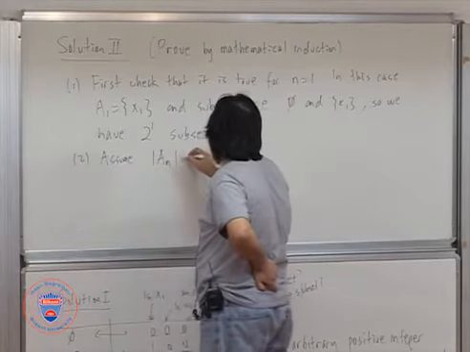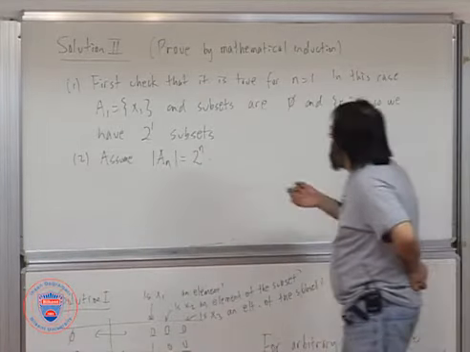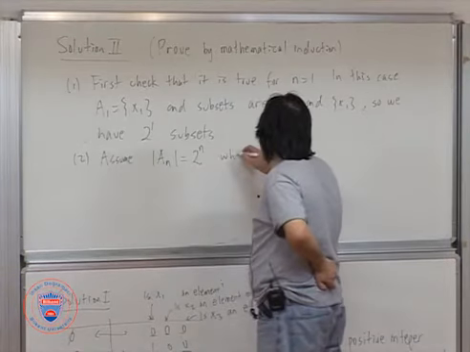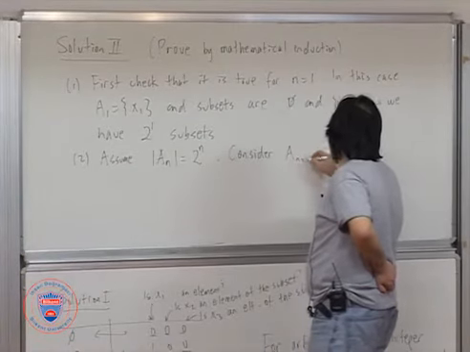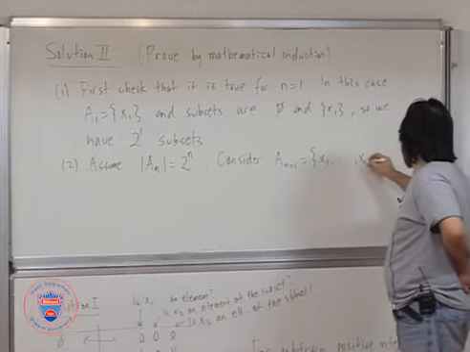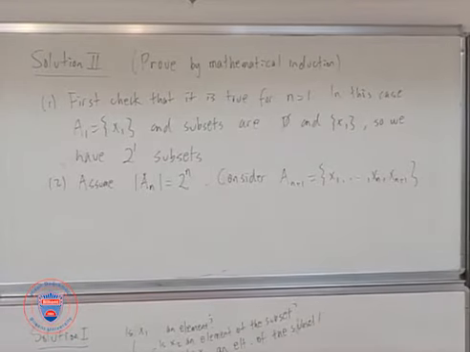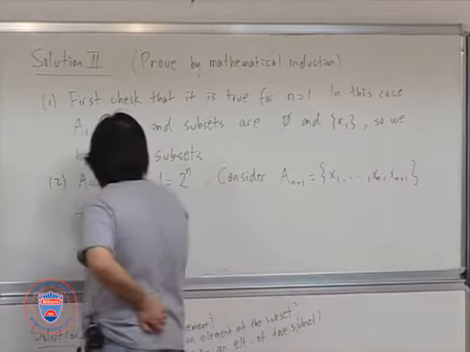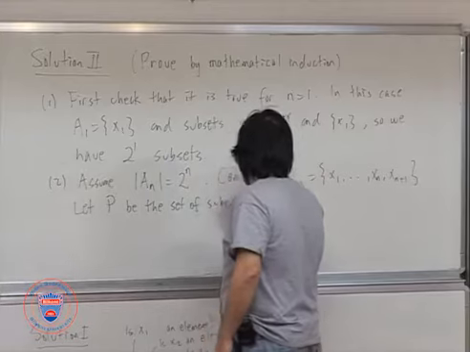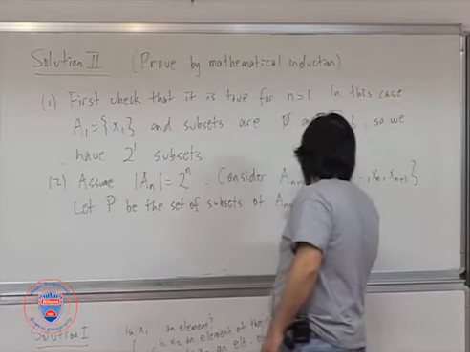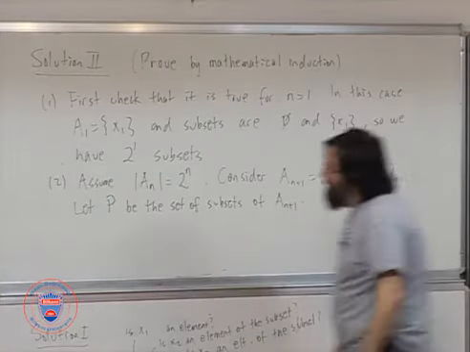Number of elements in an is equal to 2 to the n. Okay? So here an means x1, x2. Okay? So consider an plus 1. So this is your set, n plus 1 elements. Now count the subsets of this. Let P be the set of subsets of an plus 1.